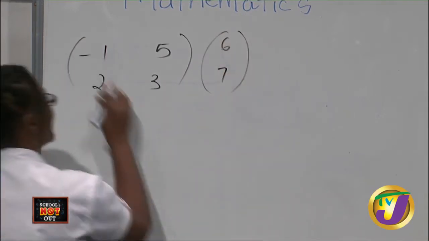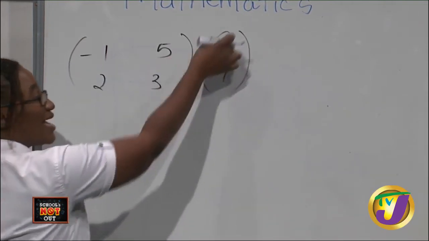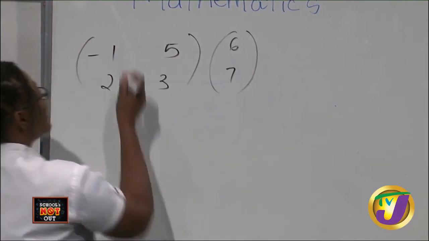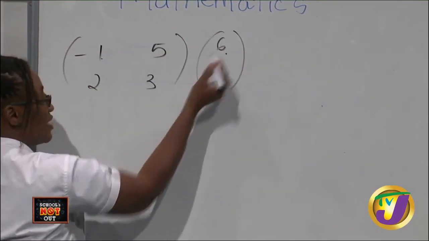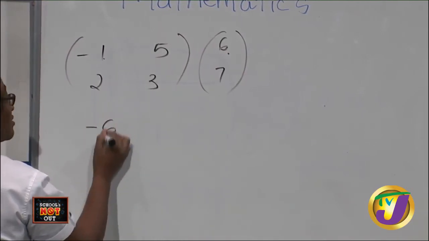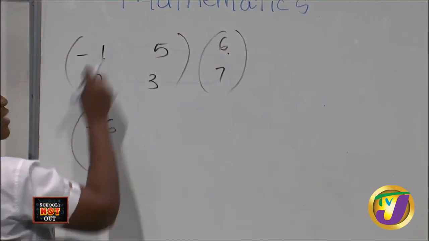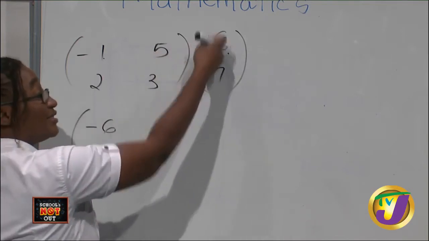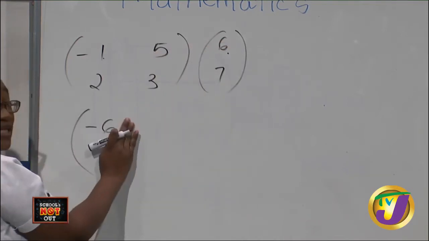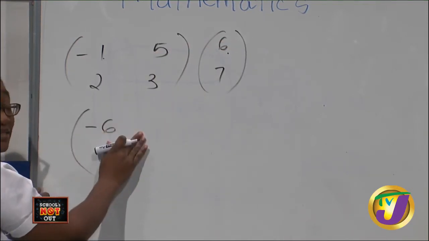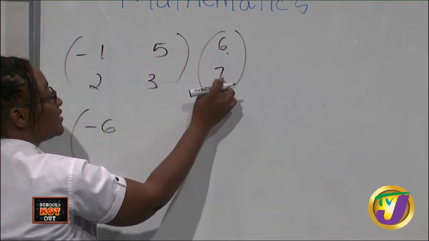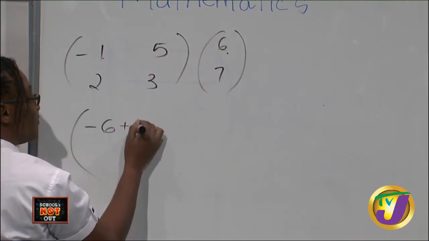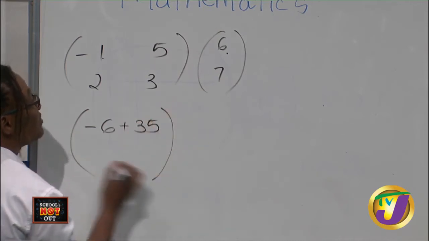All right. And we said it's row by column. So we have negative one times six, which is negative 6. And 5, we're still in row 1, still in the same column, so my answer must be right here with my negative 6, row 1, column 1. So 5 times 7 is 35. Okay, someone knows their times table.